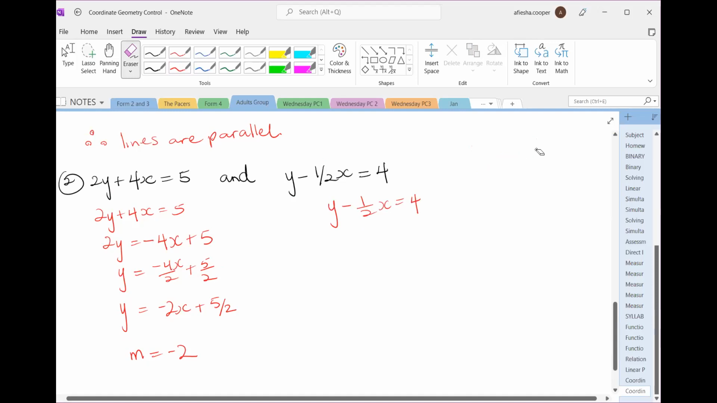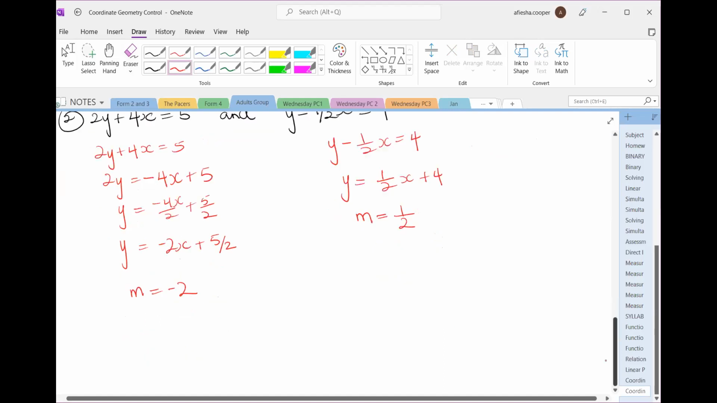So we do the second one, y minus a half x is equal to 4. Again, put it in the format. So we know we have to move the negative a half x. So we'll end up with y is equal to positive a half x plus 4. And it's already in the form, so m is equal to a half. So we know that they are not equal to each other, so the lines are not parallel.